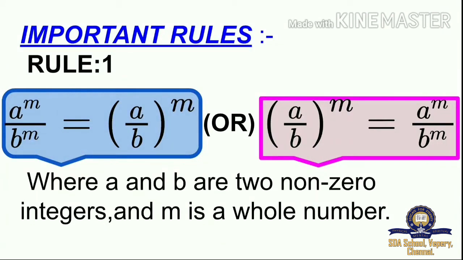Next we are going to see about two important rules. Rule number 1: a^m divided by b^m is equal to (a/b)^m. Or the question will be asked in this form also: (a/b)^m is equal to a^m divided by b^m, where a and b are two non-zero integers and m is a whole number.